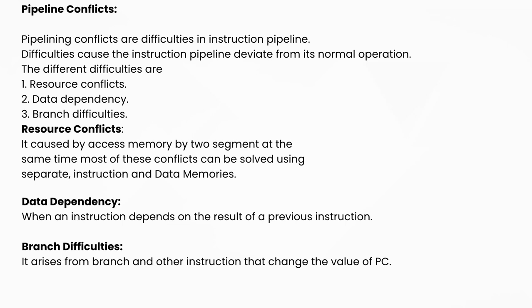First one, resource conflict. It is caused by access to memory by two segments at the same time. Most of these conflicts can be solved using separate instruction and data memories. The second one, data dependency: when an instruction depends on the result of a previous instruction. The third one is branch difficulties. It arises from branch and other instructions that change the value of the PC.